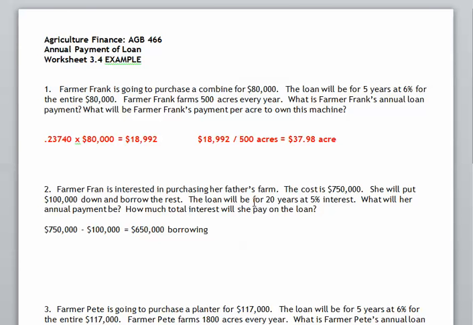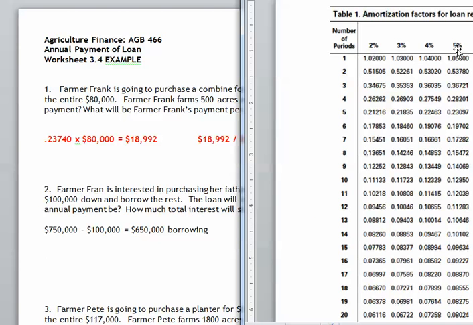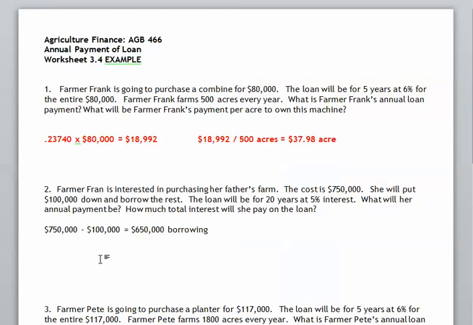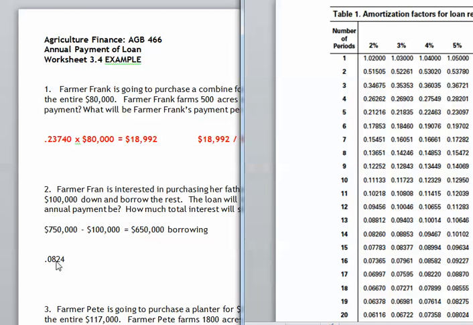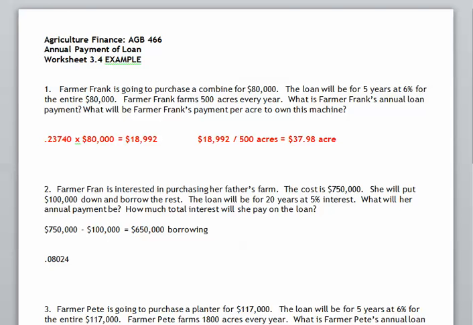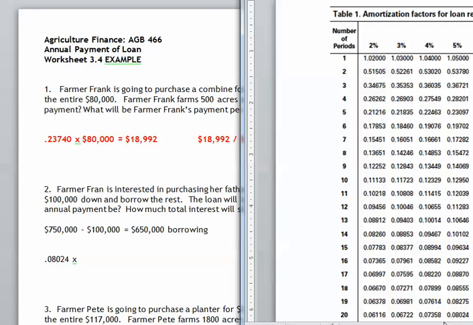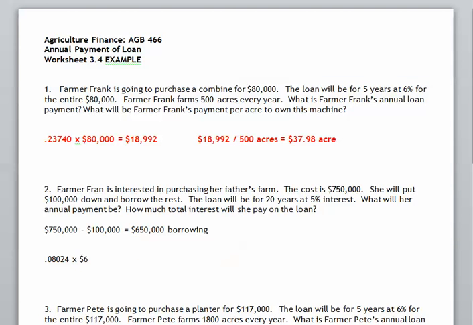The loan will be 20 years at 5%. Okay, 5%, 20 years, 0.08024. Make sure you read that chart right. It can be hard to read. 0.08024 times the total amount borrowed, 650,000, yields $52,156 per year.